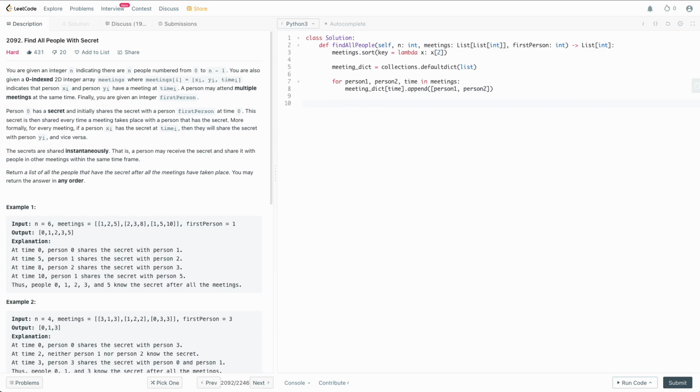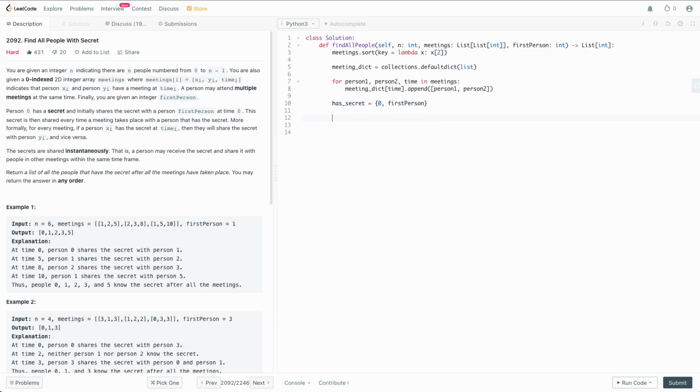And remember, we need to keep track of who has the secret. So we're going to say has secret. And this is going to be a set because we don't want to accidentally have duplicates. So in the beginning, this is not 0, 1. This is going to be 0 and then first person, because remember, person 0 has the secret and then it shares it with first person at time 0. So that's why we start with 0 and first person as the people who have the secret.